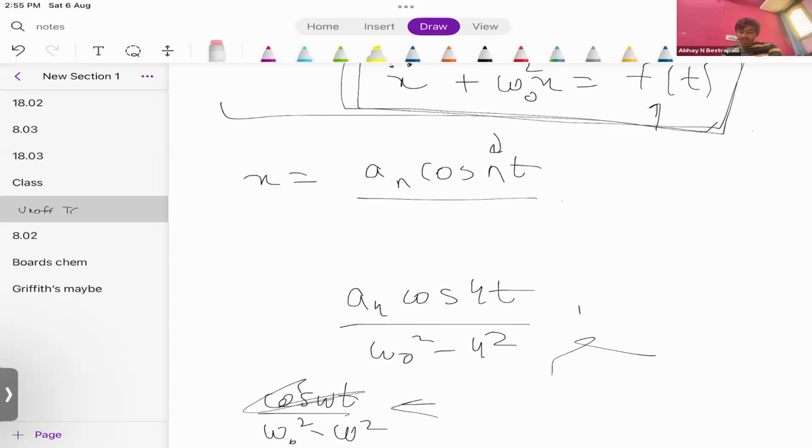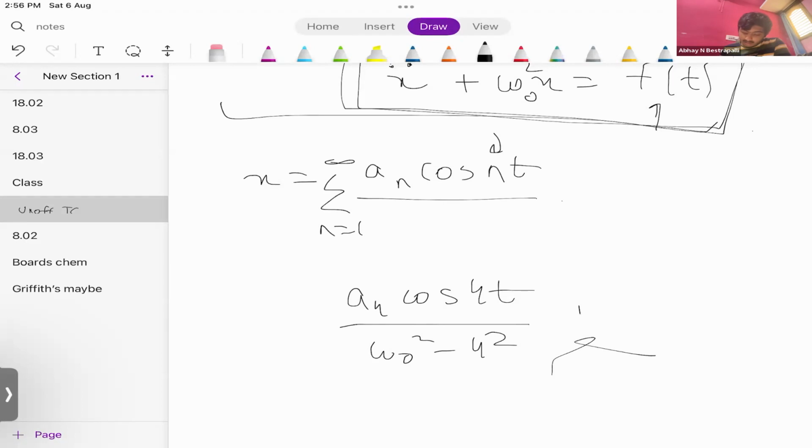So it's the exact same solution, but in this case, since we have many terms, we're going to have to add all those solutions up to get the final solution. So the solution is going to be this sum from n equals 1 to infinity, divided by omega naught squared minus n squared. The same for the sine terms.